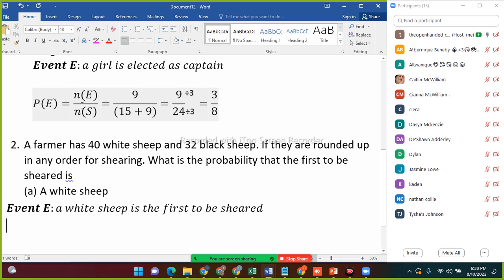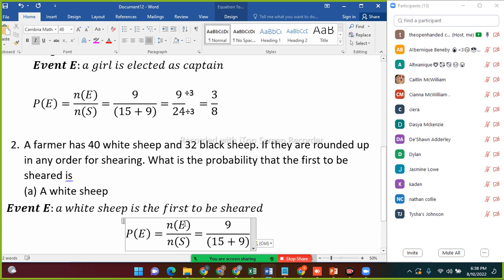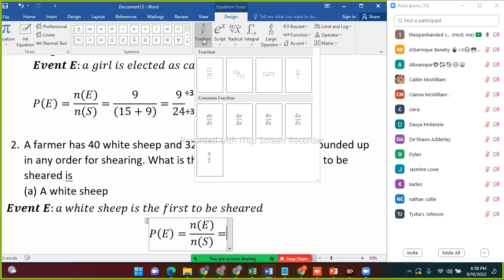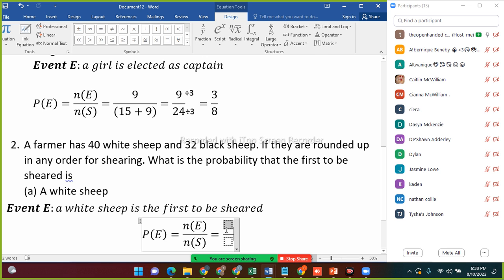Now the probability definition or formula tells us that the probability of that event is going to be equal to the number of elements in the event divided by the number of elements in the sample space. So Jasmine, walk me through this. What's going to be my top number? What's going to be my bottom number? The top, 40. 40, very good, because there are 40 white sheep.